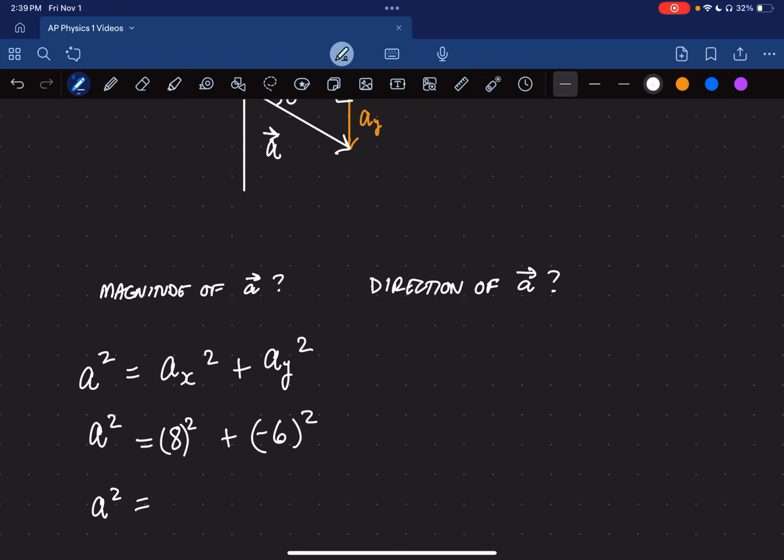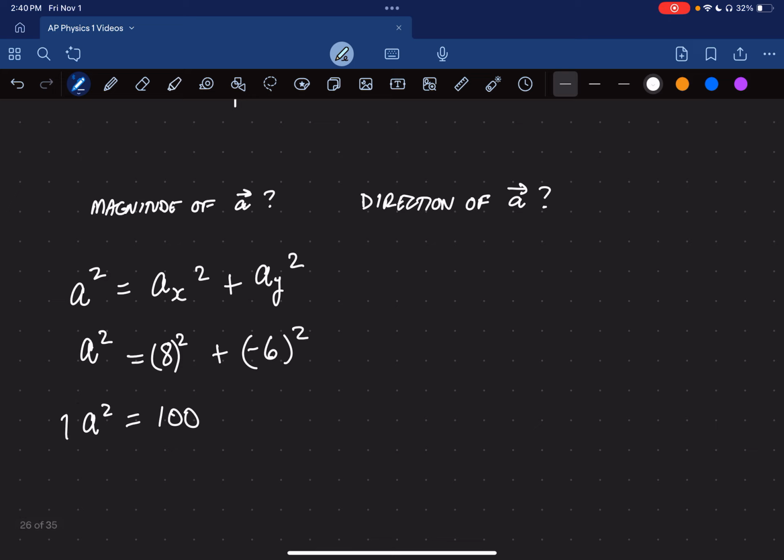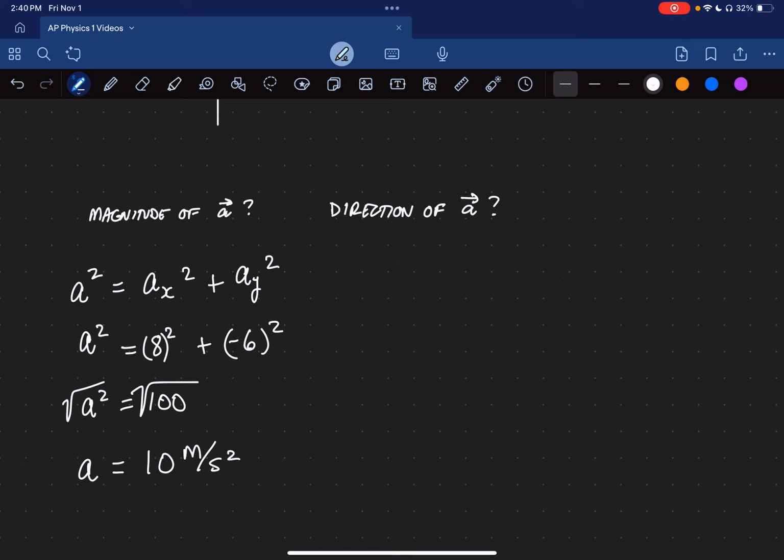So let's do 8 squared, and in parentheses -6, close parentheses, and then square it. Okay, so keep in mind that this is different. So don't do that. And so I get 100. And square root of 100, this gives us A is 10. The units are meters per second squared. Don't box that in because that's not our answer yet.